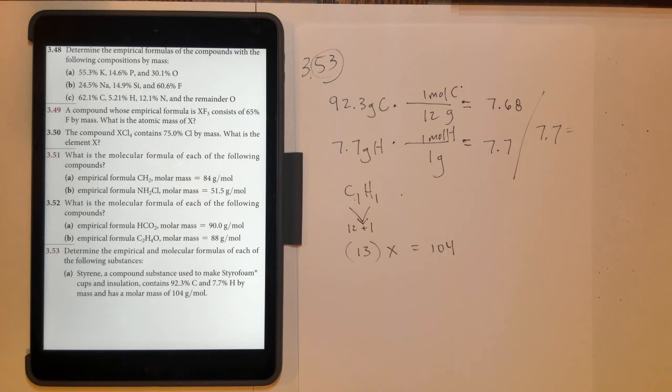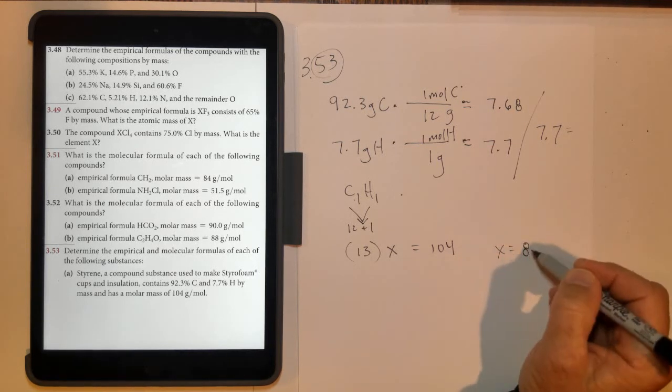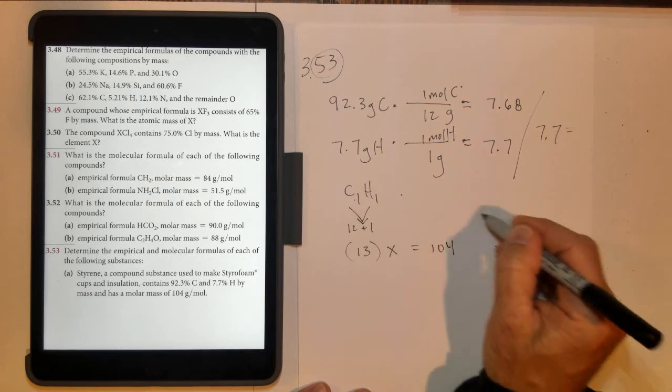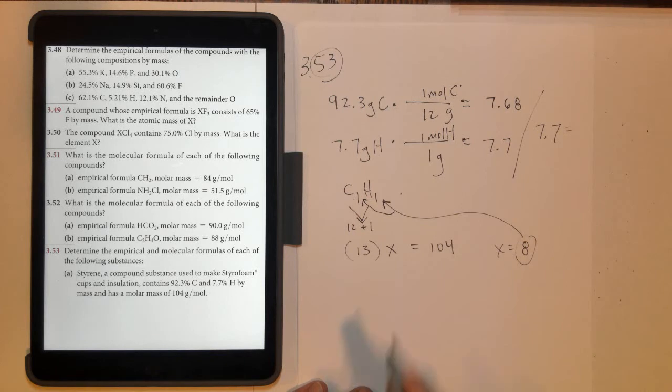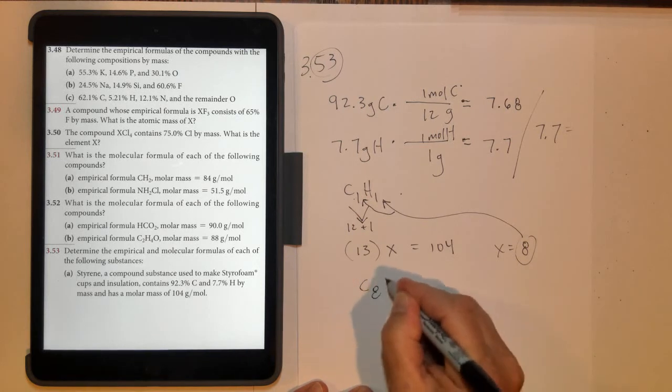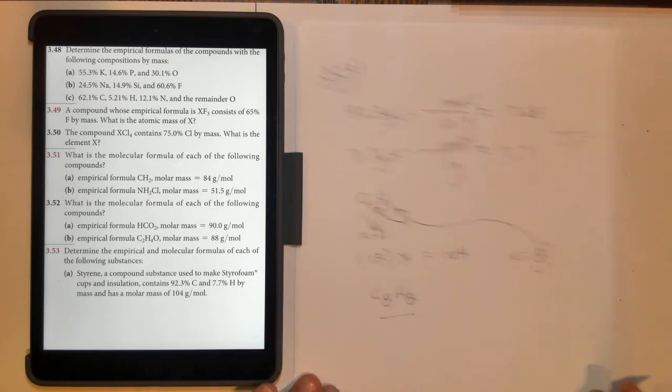So when you take those numbers and solve for x, you get x equal to 8, which means that number gets multiplied by each one of these subscripts to give you the molecular formula. So C8H8 is my molecular formula for 53A.